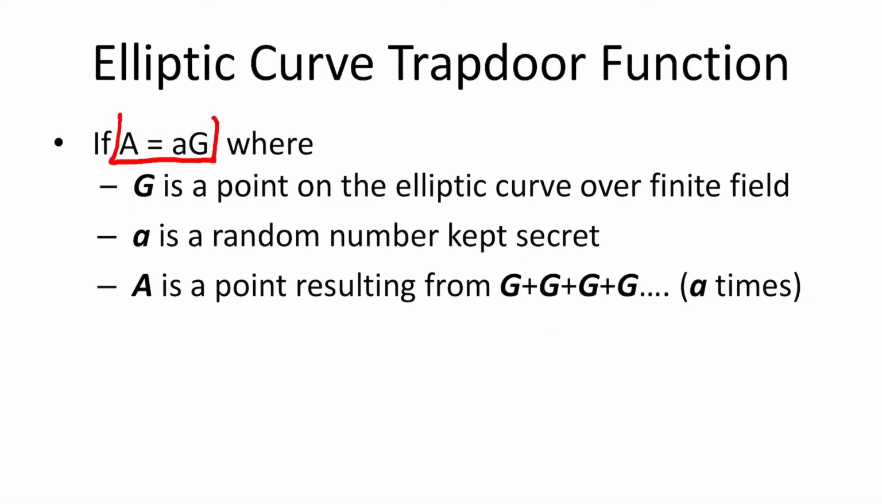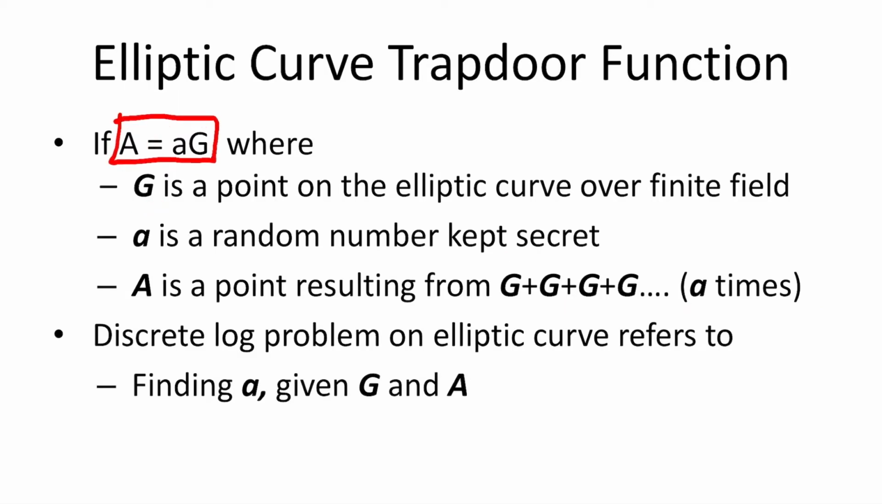Now the idea is that if I have capital A equal to small a times capital G, reversing this resultant point capital A to get the secret number small a, given this generator point capital G, is supposed to be computationally hard. This is referred to as the discrete log problem on elliptic curves: how to find small a given capital G as well as capital A.